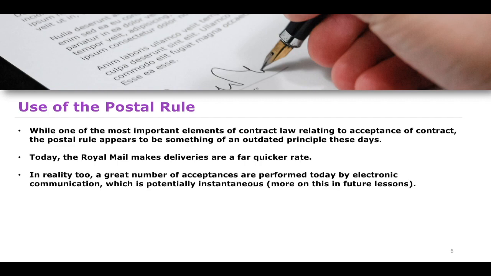But the more important reason why the postal rule isn't as valid is because the vast majority of contracts these days are probably not made by post, by the Royal Mail, by letter. They are performed often by electronic communication, which is potentially instantaneous. If I ever make a contract these days, I'll do so by email, for example, or even by text. These are potentially instantaneous.